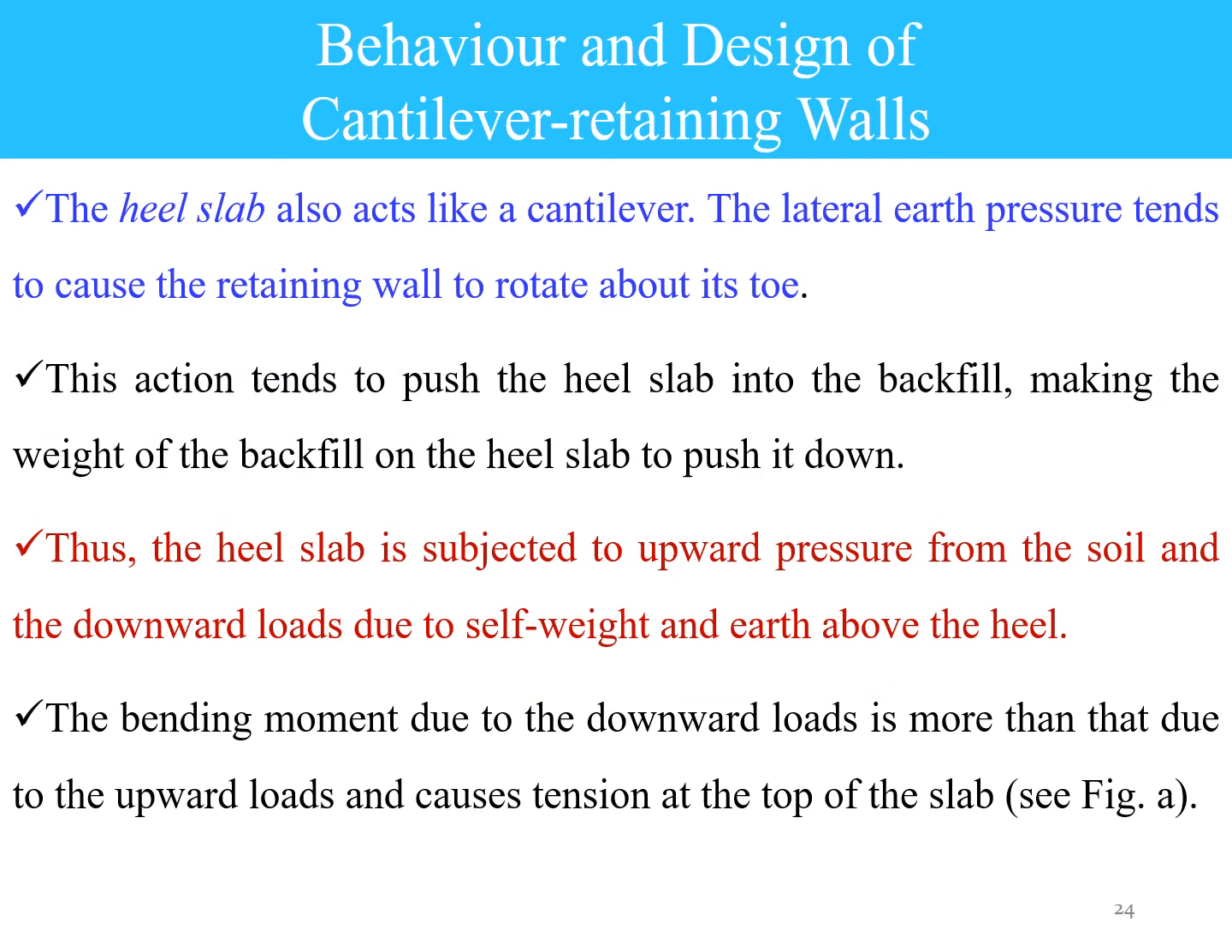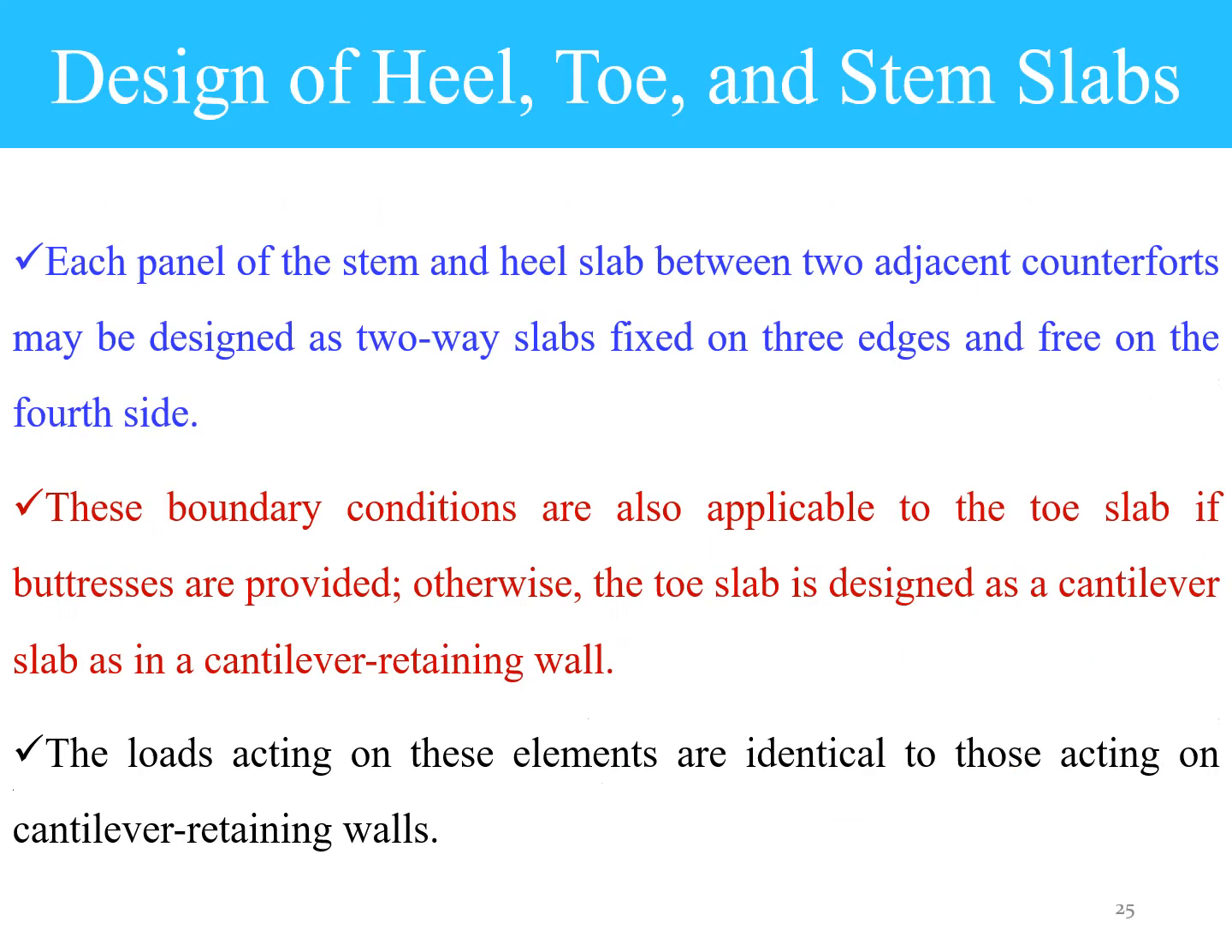Next, the heel slab also acts as a cantilever. The lateral pressure tends to cause the retaining wall to rotate about its toe axis. The action tends to push the heel slab into the backfill, making the weight of the backfill on the heel slab push it down. Thus, the heel slab is subjected to upward pressure from the soil and downward load due to surcharge and earth above the heel. The bending moment due to downward load is more than that due to the upward loads. This causes tension in the top of the heel slab as shown in the figure, as we have already seen in the diagrams.